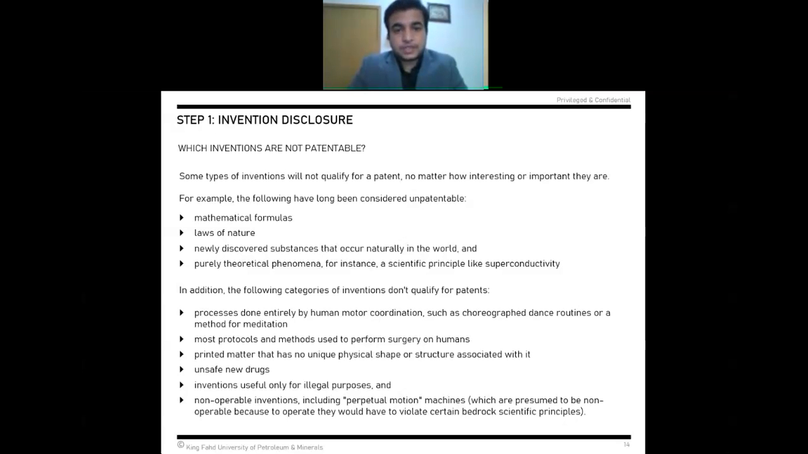In addition to these categories, some other inventions do not qualify for patents. For example, processes done entirely by human motor coordination, a dance choreography or method of meditation cannot be patented. Also, most protocols and methods to perform surgery on humans. Of course, if you patent a process to do a surgery, then it may cause issues in the medical field. So inventors cannot protect the process to do a surgery. And printed matter that has no unique physical shape or structure, unsafe drugs, inventions useful only for illegal purposes, and non-operable inventions, for example, perpetual motion machines.